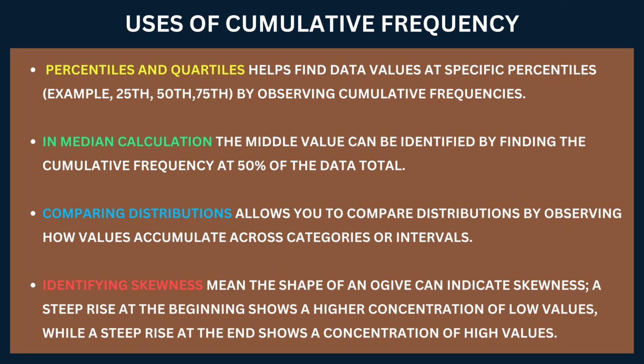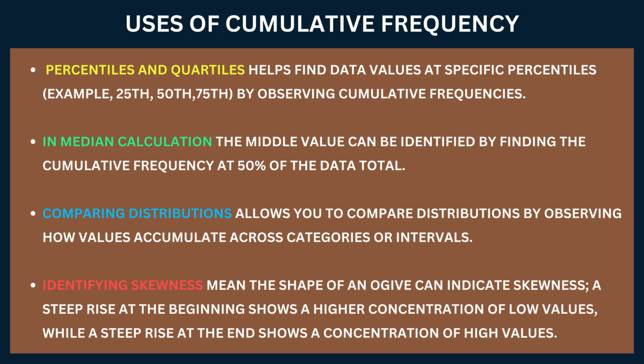Uses of cumulative frequency. Percentiles and quartiles help find data values at specific percentiles, for example, 25th, 50th, 75th, by observing cumulative frequencies. In median calculation, the middle value can be identified by finding the cumulative frequency at 50% of the data total. Comparing distributions allows you to compare distributions by observing how values accumulate across categories or intervals.